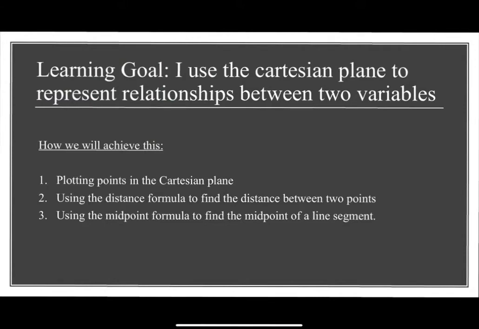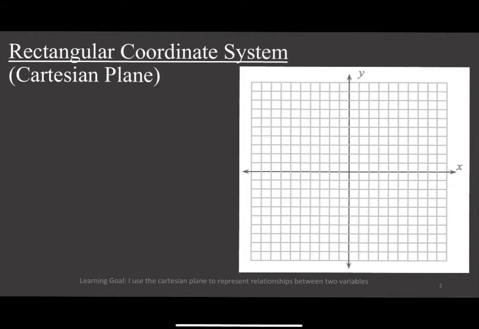Our learning goal for this section is to use a Cartesian plane to represent relationships between two variables. We'll know we've accomplished this when we can plot points in the Cartesian plane, when we can use the distance formula to find the distance between 2 points, and when we can use the midpoint formula to find the midpoint of a line segment. So let's go ahead and jump right in.